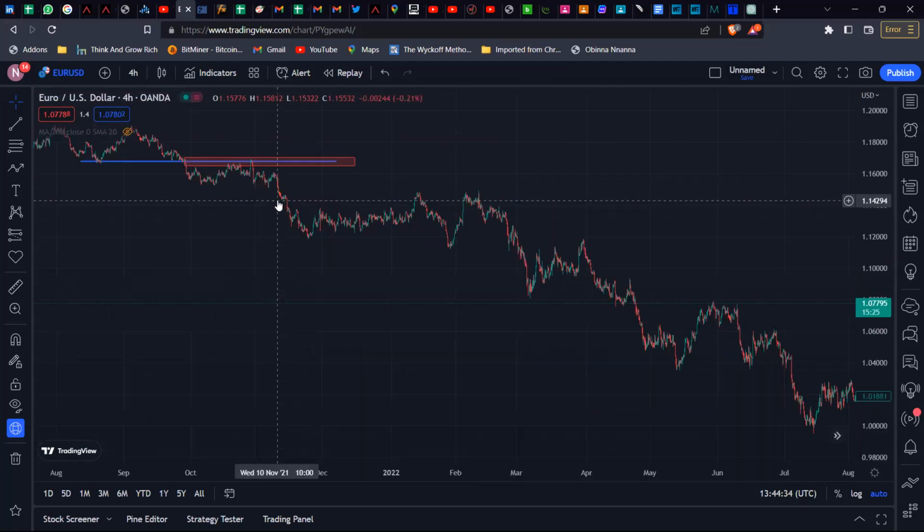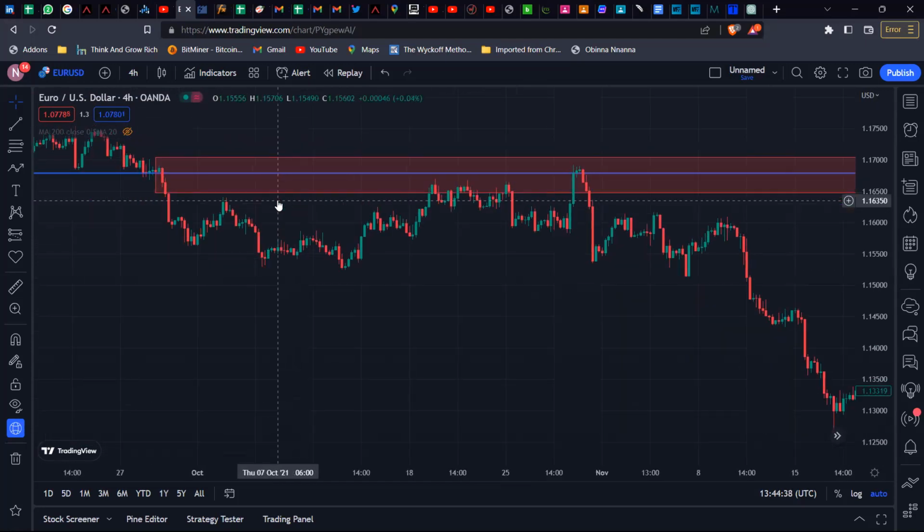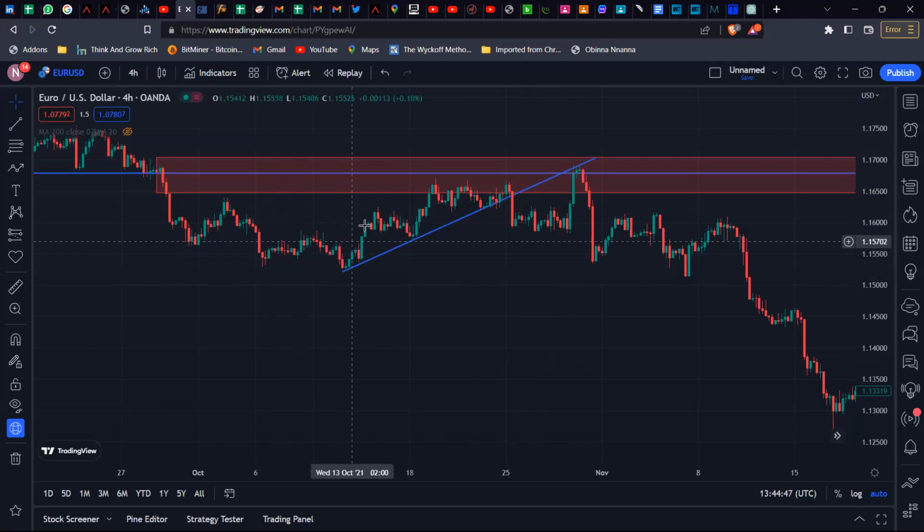Okay, so this is the 4 hour chart to that area. We could have a trend line like so, right? And you can see what happened here. The market started pulling back up. We had a trend line at an angle where the market respected it.